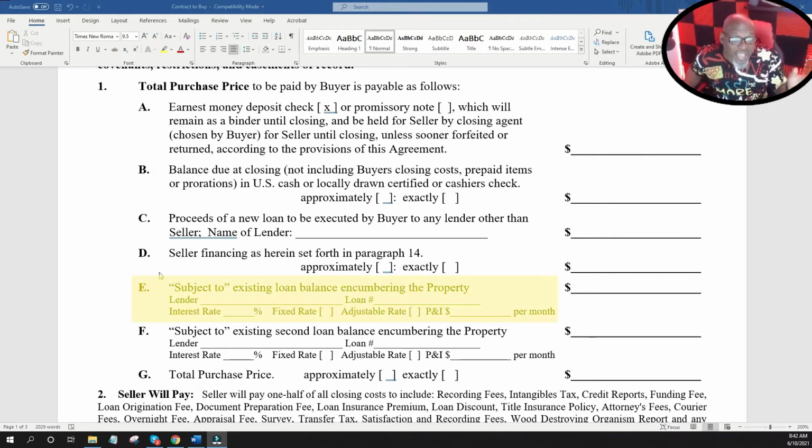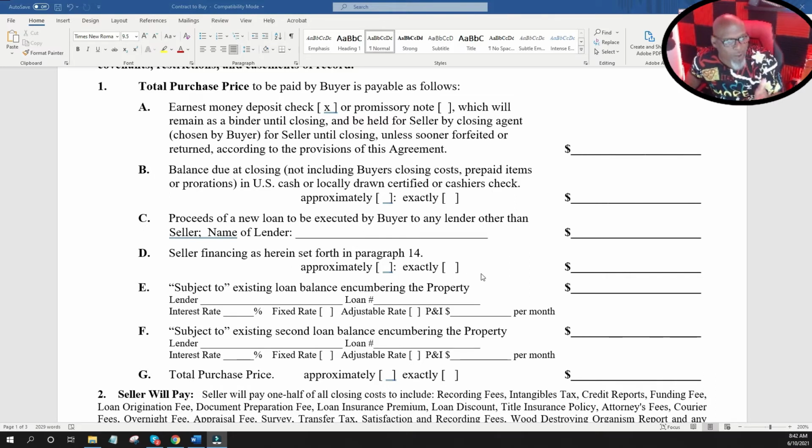Now, Section E is if you plan on doing subject to or master lease. In this area, you're putting in the information of the lender, the loan amount, the loan number, the interest rate, the fixed rate, adjustable rate, principal, interest, and insurance per month. Because this is a subject to section that you would fill in if you're doing subject to.